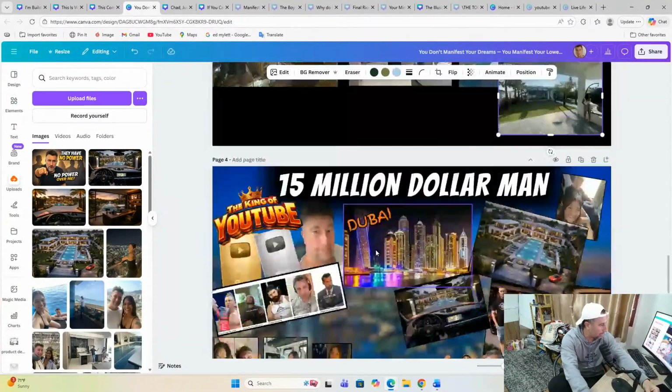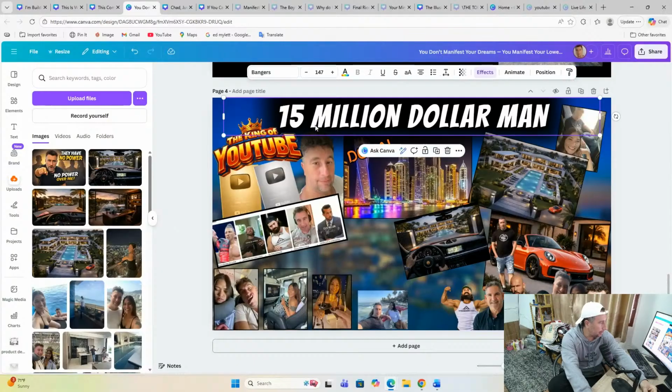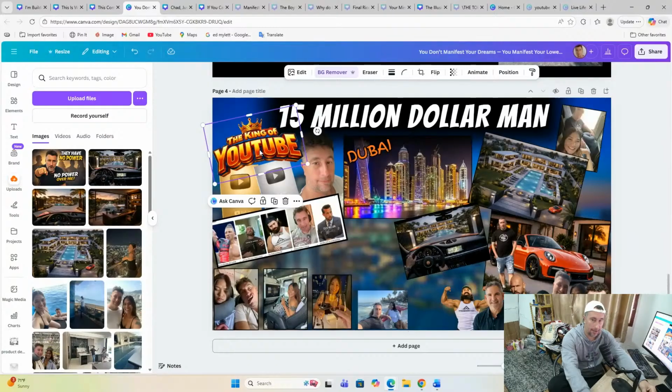Down here, this is up here. So I sat down the other day and started fine tuning my vision board. It's not 100% done yet, but I started rearranging the pictures and things. This is a saying I've called myself, a nickname for a long time, the $15 million man. So I'll go through this for you. Now, I don't refer to myself like this in my videos, but I'm the king of YouTube.